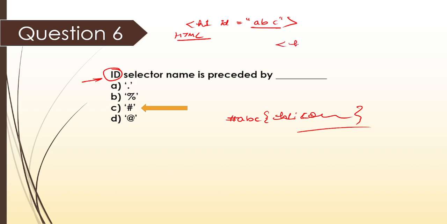Now, like ID, we also have class selector. For class selectors, you can write h1 class is equal to abc. If you want to give it some properties, you can write dot, the name of your class abc, start your curly braces and give it some properties. Right? We have discussed everything, students.